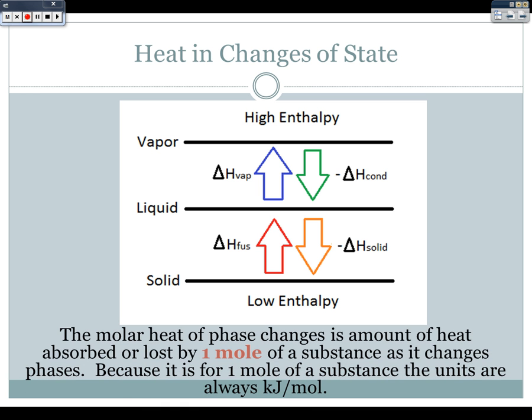Now, sometimes we talk about these in terms of molar heat of phase changes, and that's the amount of heat absorbed or lost by 1 mole of a substance as it changes phase. Because of this, the units are always in kilojoules per mole, or per 1 mole, just like we do moles per liter or grams per mole in calculating molecular weight. If we're talking about a molar heat of phase change, it's always kilojoules per mole.